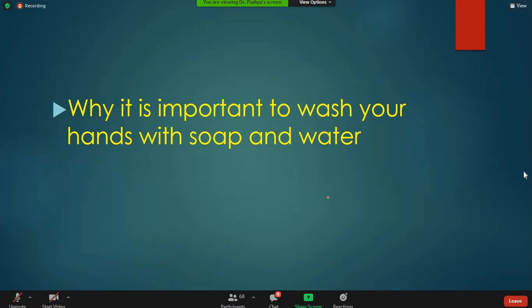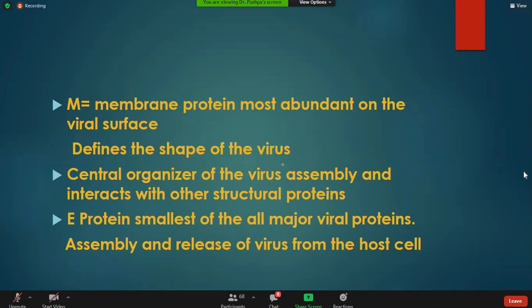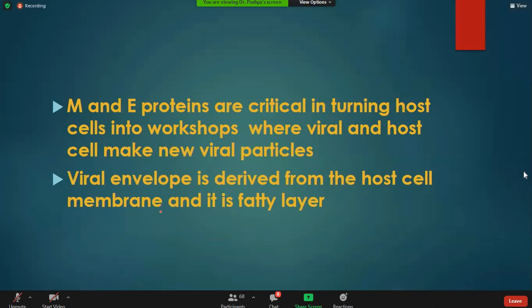Membrane protein is the most abundant on the viral surface and defines the shape of the virus. It is the central organizer of virus assembly and interacts with other structural proteins. E protein is the smallest of all the major viral proteins, and it causes assembly and release of the virus. M and E proteins are critical in turning the host cell into workshops. They turn our cells into factories where the viral and host cell make new viral particles.